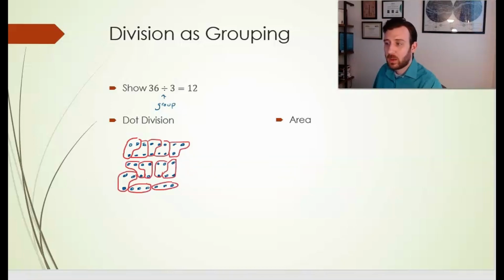In doing so, I'm able to count 1, 2, 3, 4, 5, 6, 7, 8, 9, 10, 11, 12 total groups. And this is why 36 divided into groups of 3 creates 12 total groups. Now this can be cumbersome when we're dealing with large numbers of dots, so one way to help make this faster is that we can look at dot division where we use dots in combination with their place values.